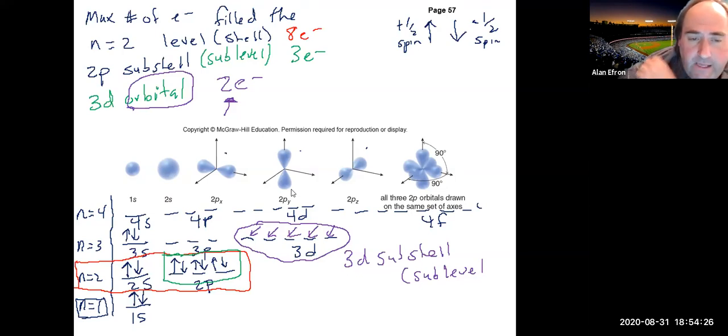Now, shell or level means every orbital on a particular n equals something number. A subshell or sub-level is an individual set of orbitals, like this would be the 4D subshell. And an orbital is one individual orbital by itself. Any questions on that so far? It's probably a good place to stop for today in terms of lecture.